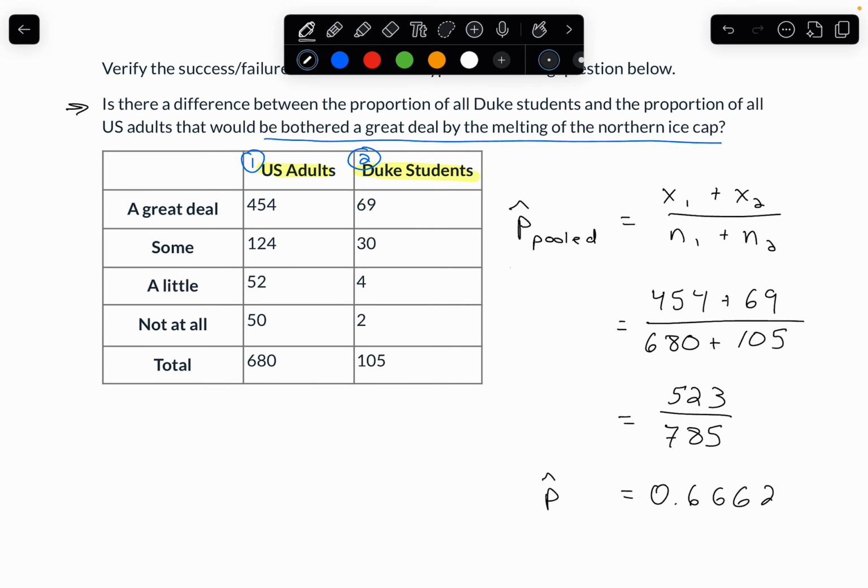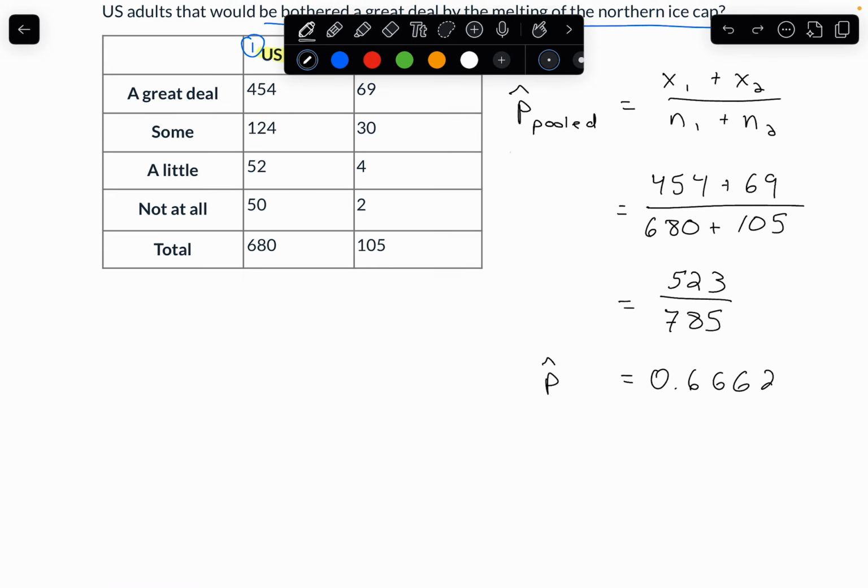Now we can actually go to verifying the success-failure condition. The thing about this is that because we have two different samples, U.S. adults and Duke students, I'm going to have to verify the success-failure condition for both of these two samples. So there's actually going to be kind of 4 conditions here. I need to check n1 times p-hat, is that greater than or equal to 10? And n1 times 1 minus p-hat, is that greater than or equal to 10? And then I'll do the same thing with sample 2. Again, I don't really care what these numbers are. I just care that they are, in fact, greater than or equal to 10. So we said up here that U.S.